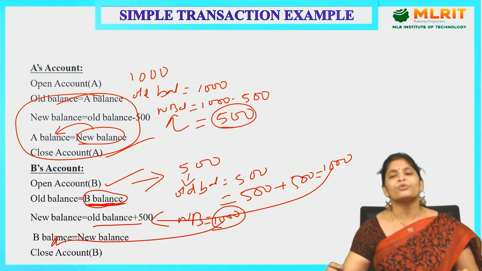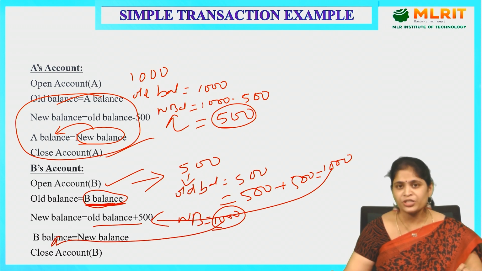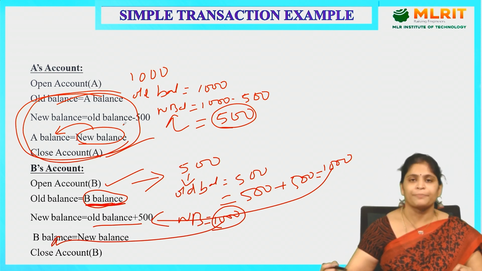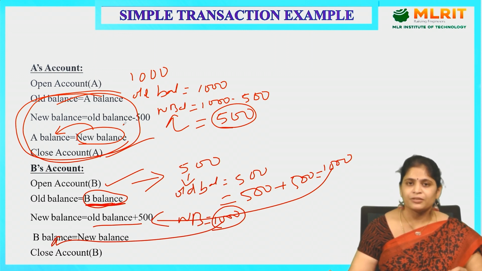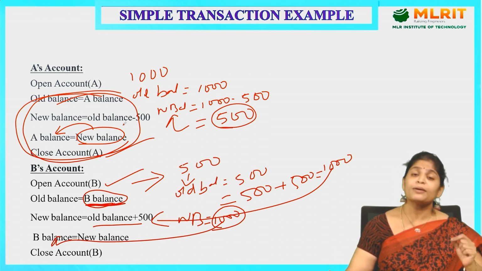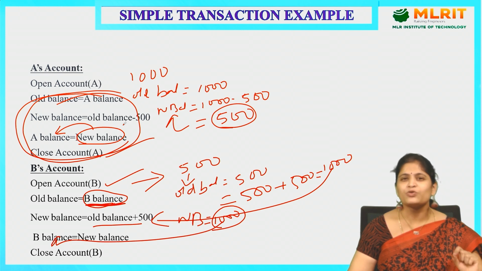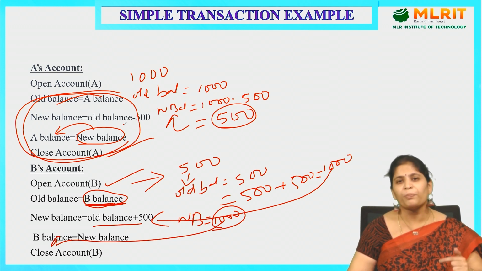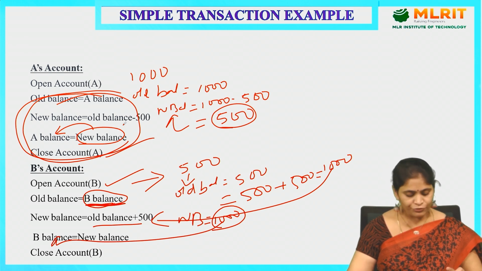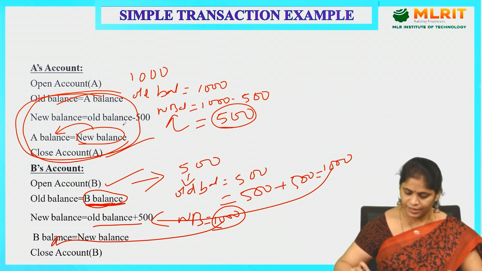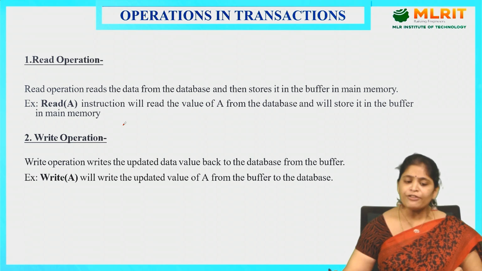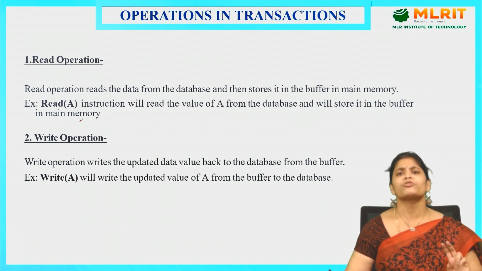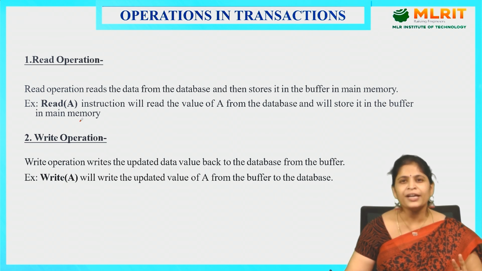So, just to do a single operation, here we follow sequential steps, the tasks, with some rules and regulations. That is what we call a transaction. It involves a series of sequential operations. Clear? Now, operations in transactions. What are the basic operations in transactions? We do only two: read operation and write operation.